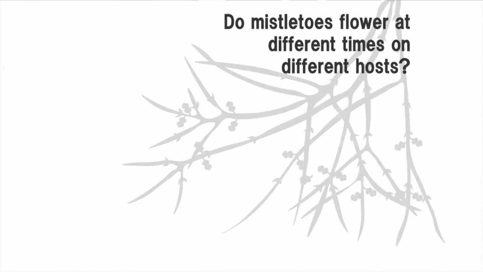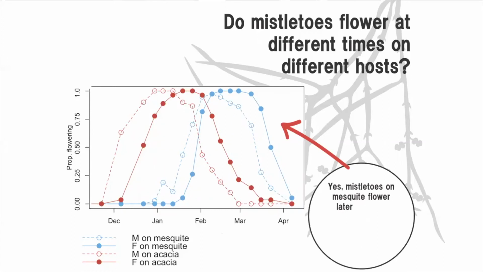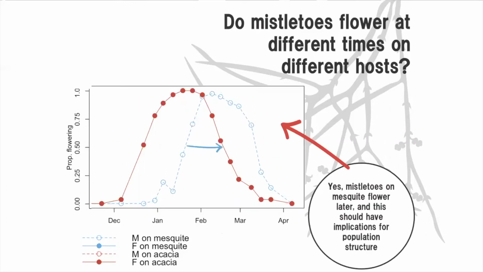So do they flower at different times? Here I looked at the proportion of flowering individuals in the population for mistletoes, again on velvet mesquite and on cat claw acacia. And we see that they do, in fact, flower at different times, with mistletoes on mesquite flowering about a month and a half later. And this should have implications for population structure. It's much more unlikely that a male mistletoe on mesquite is going to be able to deposit pollen on a female mistletoe on acacia than it would be able to on a female mistletoe on mesquite.